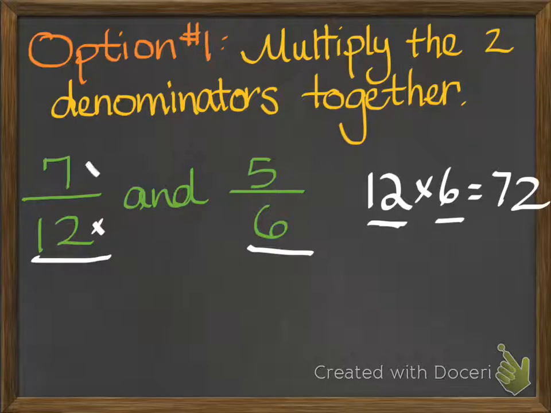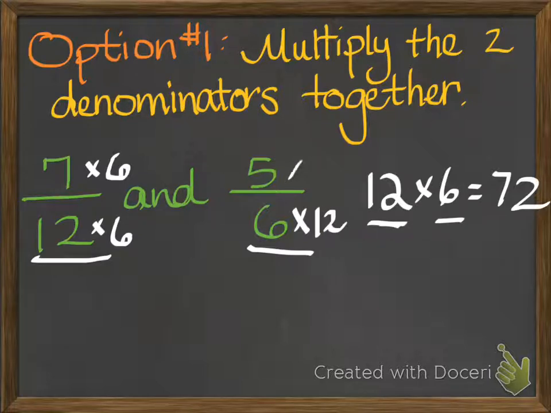Then, when you do that, you're going to have to change your fraction to an equivalent fraction. So, to change 12 to 72, I have to multiply it 6 times. Whatever I do on the bottom, I have to do on the top. So, I'll have to multiply 7 times 6. To get from 6 to 72, I have to multiply it 12 times. Okay, the opposite denominator.